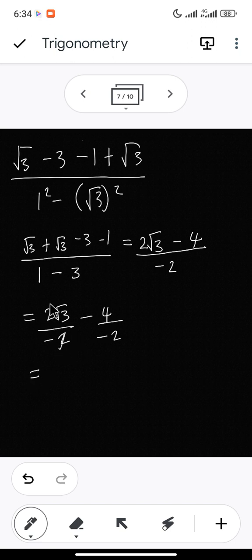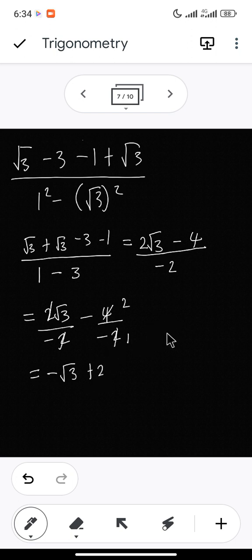Now 2 will go here, right? Now this minus will come up because plus divided by minus gives you minus. So negative root 3. Now 2 over 2 reduces to 1, and 4 over 2 reduces to 2. Negative divided by negative gives you positive.